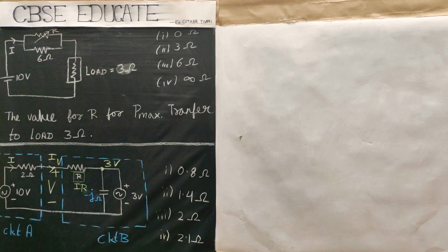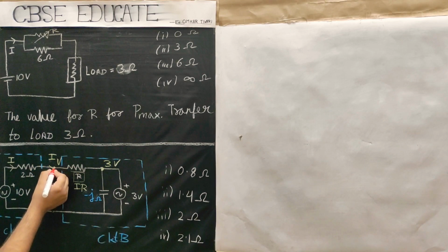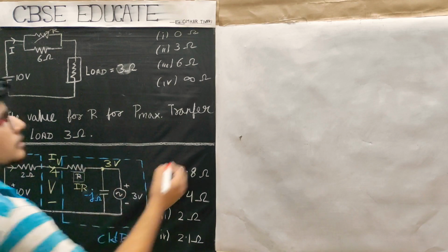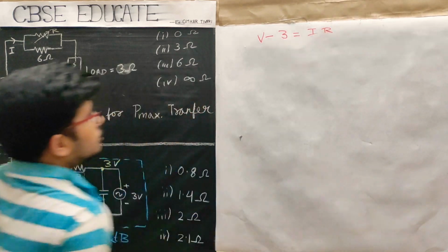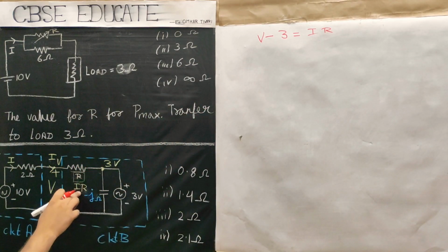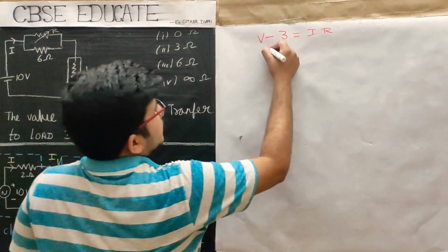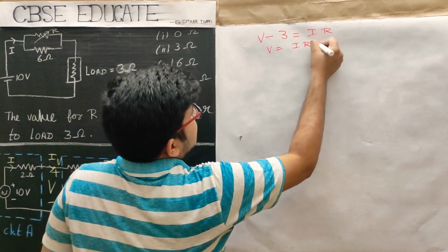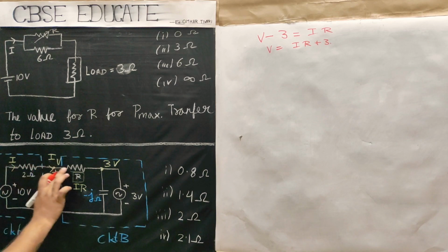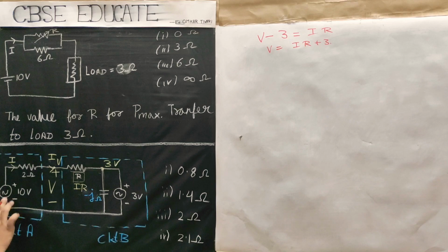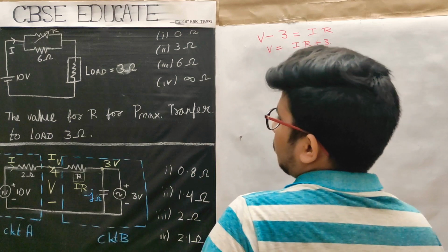And you can also say the voltage across this resistance is the higher potential value minus the lower potential value, that is V minus 3, which is also equal to IR. So V minus 3 is equal to IR, and you get V is equal to IR plus 3. Now what else you can do? You can apply the KVL in this loop.